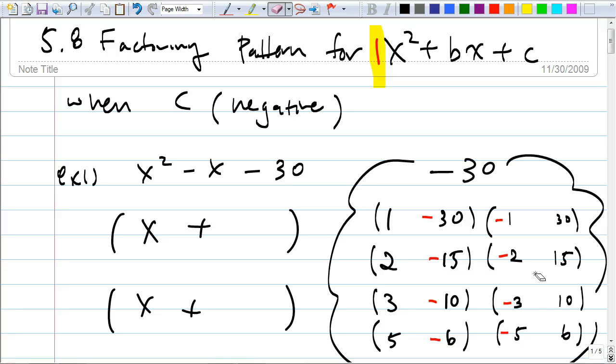You think I should use 1 and negative 30? Because if I plug in 1 and negative 30, yeah, I do get negative 30 here. But look at my middle term. Remember how you get the middle term? When we do this, we get the middle term. We want the middle term to be negative 1x. Right? 5 and negative 6 is a good choice, I think.